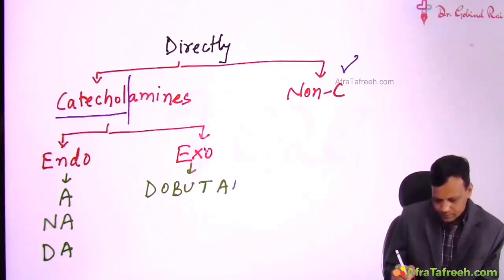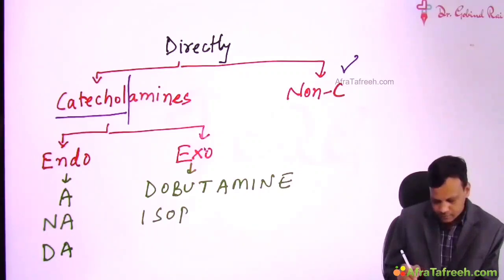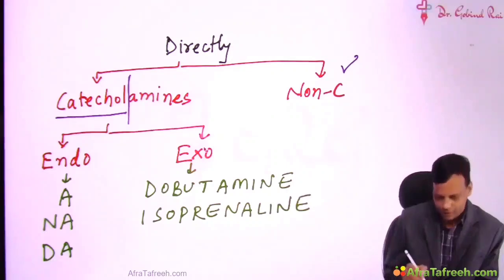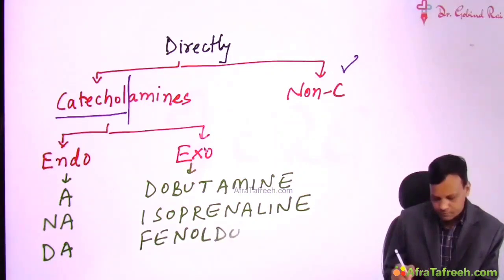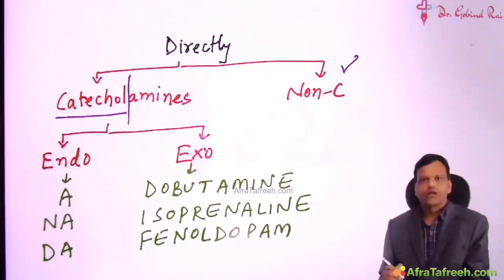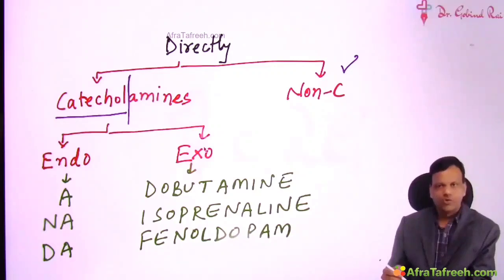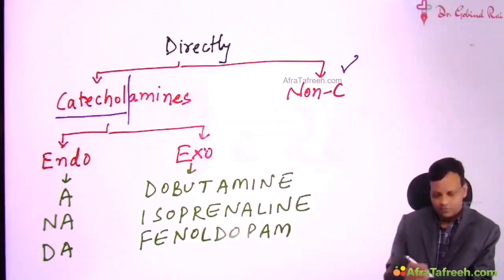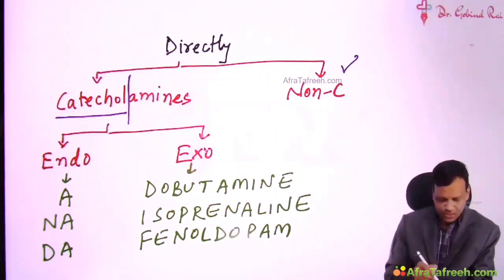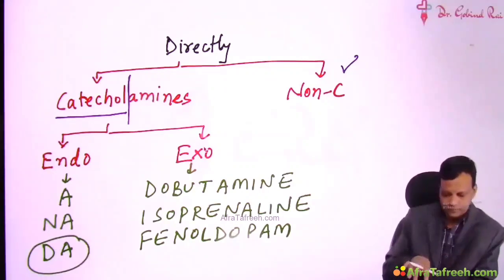Adrenaline, noradrenaline and dopamine are endogenous catecholamines, whereas exogenous catecholamines include dobutamine, isoprenaline and fenoldopam. So first we'll cover catecholamines, then we will move to non-catecholamines. So among these drugs, we'll start the discussion from dopamine.